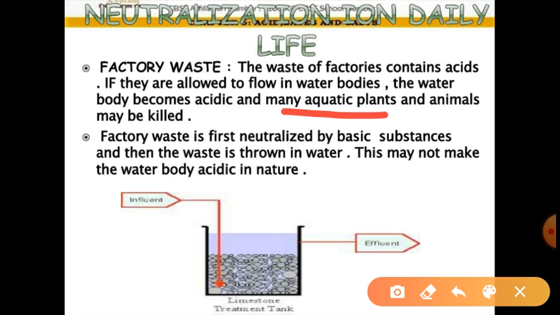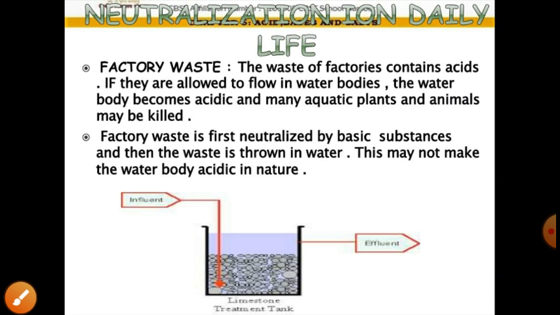So this acid is neutralized by the use of a base, and after neutralization the water is released into a pond, lake, or river. So this is it up till now.